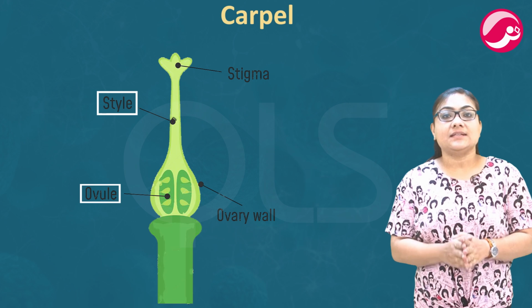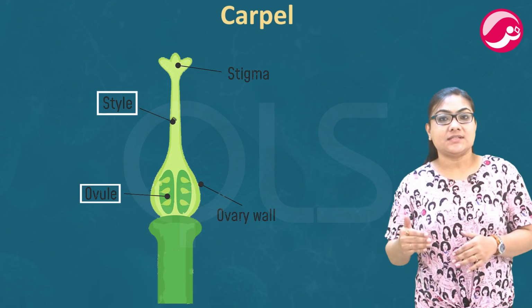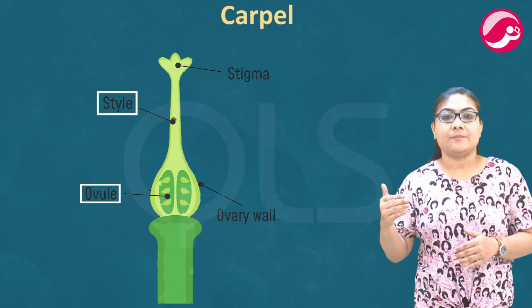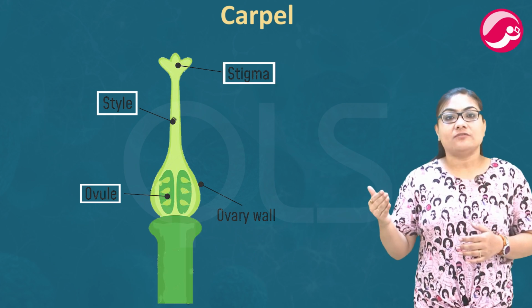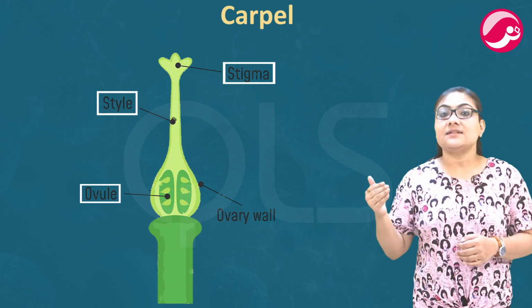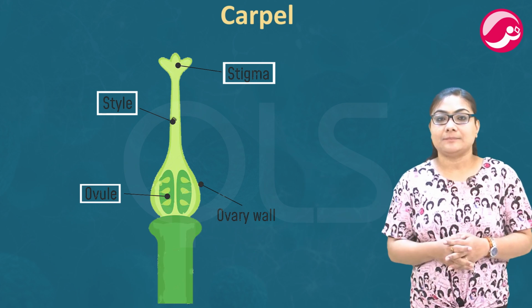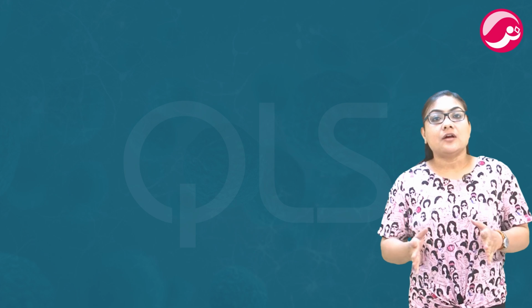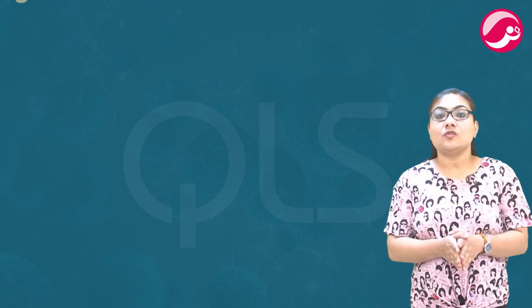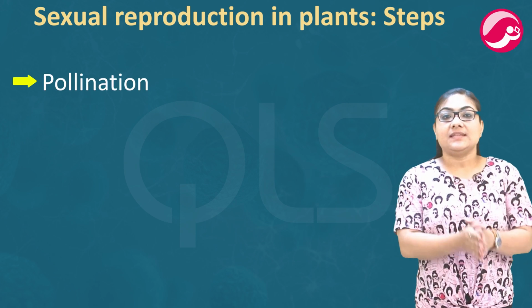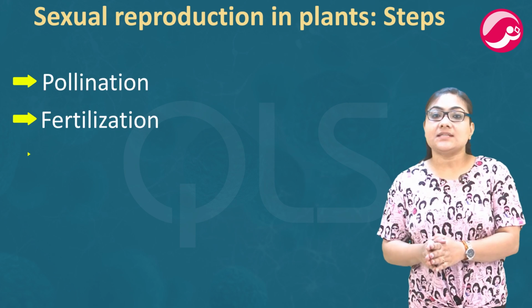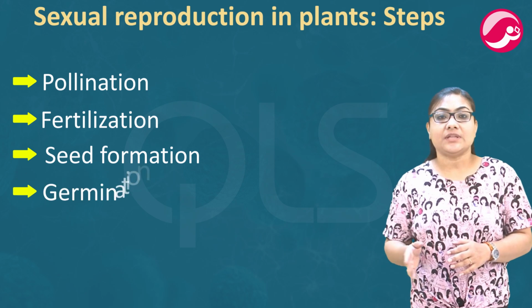Next part is the style. Now style is the tube-like structure that connects the ovary and stigma. Third part is stigma, located at the exposed end of the style. Stigma acts as the receptive surface for pollen grains. Now let's talk about what are the steps involved in sexual reproduction in plants. First is the pollination, then is fertilization, third is seed formation and fourth is germination.